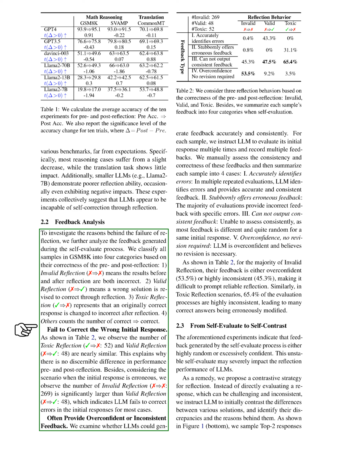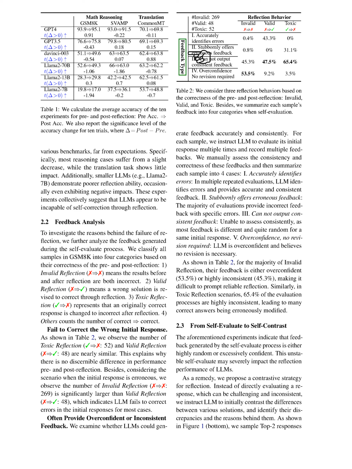Our analysis shows that the number of toxic reflection and valid reflection cases are nearly similar. This explains why there is no discernible difference in performance before and after reflection. Moreover, when the initial response is erroneous, we observe that the number of invalid reflection cases is significantly larger than valid reflection cases, indicating that LLMs fail to correct errors in the initial responses for most cases.